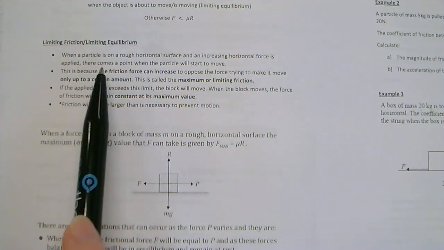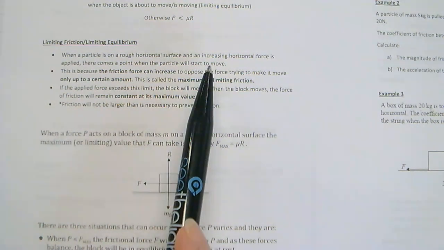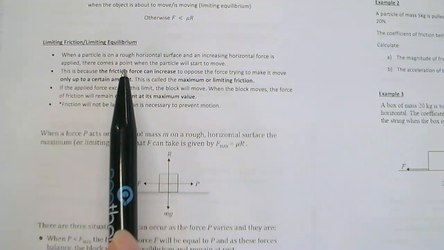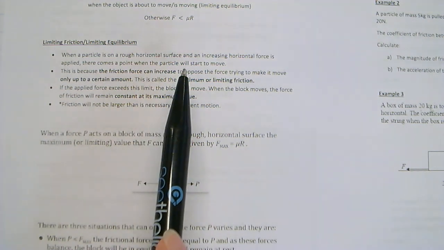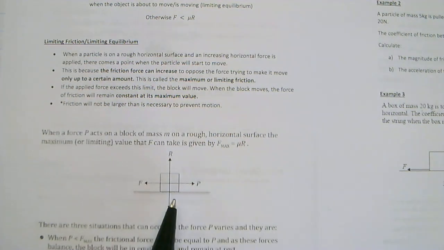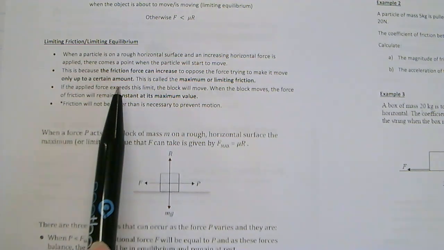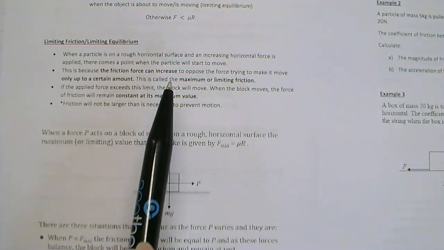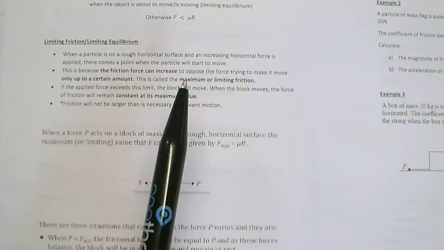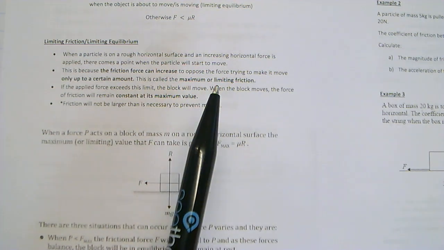Right, so if you've got an object on a rough surface and an increasing horizontal force is applied, there becomes a point when the particle will start to move. So if you've got a particle like this, and a force pushing it this way, at some point it's going to start to move. This is because friction can only increase to a certain point. This is called the maximum or limiting friction.